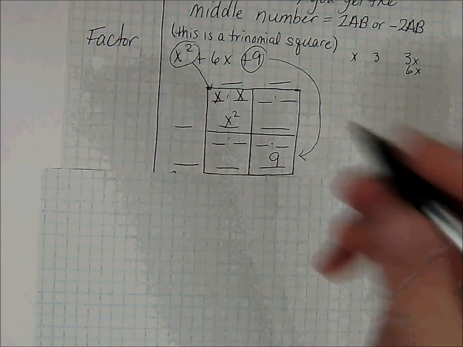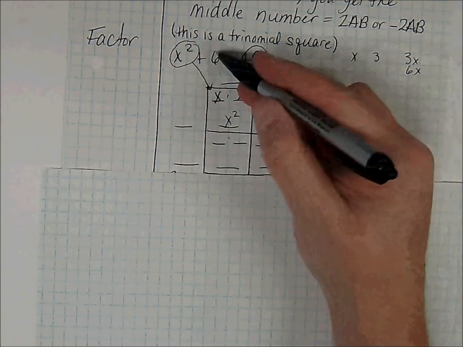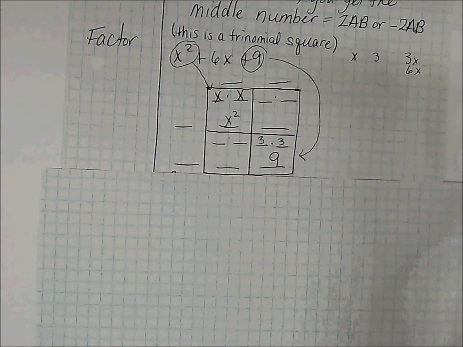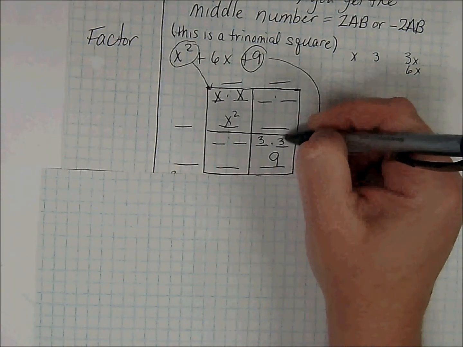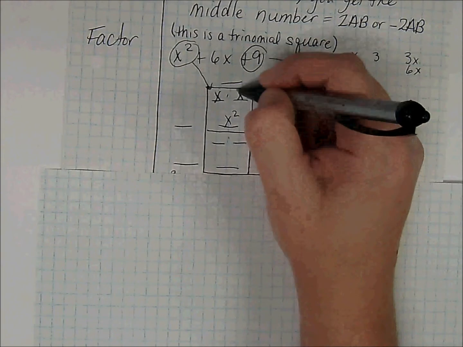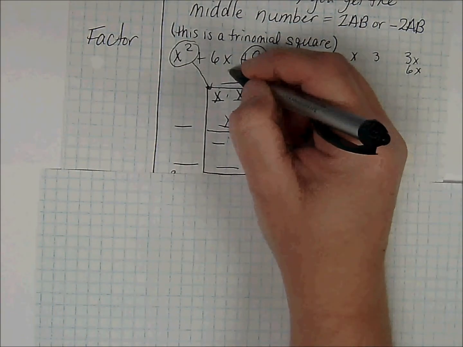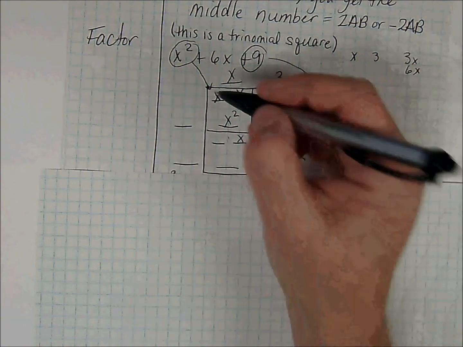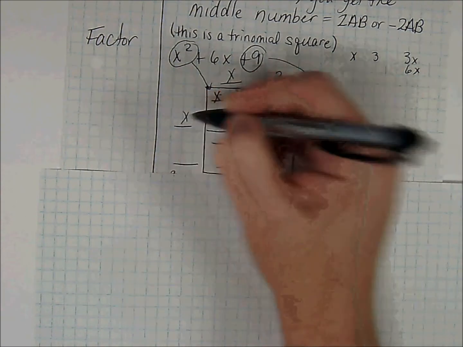I'm going to start with 3 and 3 and make sure, because that looks good to me. 3 plus 3 is 6, and 3 times 3 is 9, so I'm probably on the right track. Remember that this column all goes together. So this one's 3 and that one's 3. This column all goes together. So if this is x, this has to be x, so this is x. If this one's x, so is this one, and so is my row.